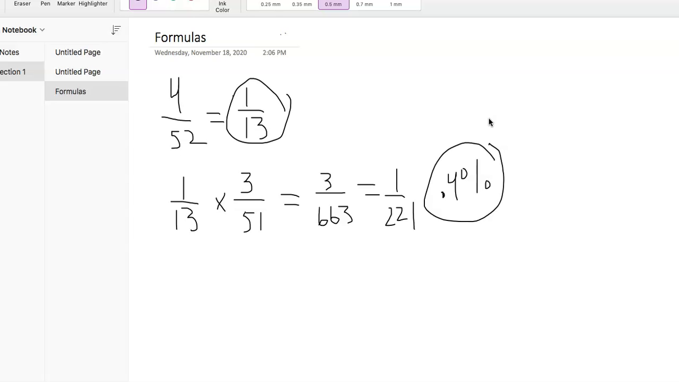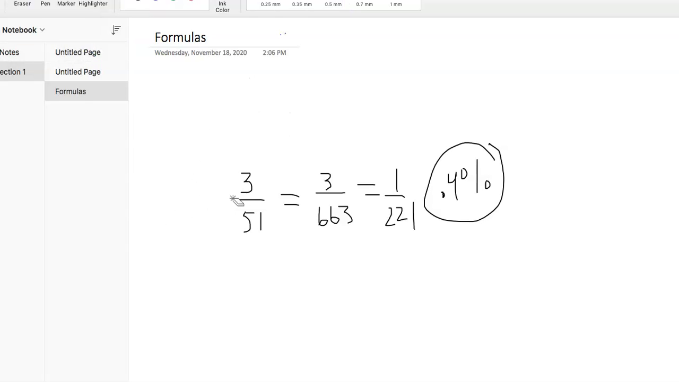So again, all consecutive events, we're multiplying the probabilities together. And flipping a coin, rolling dice, picking cards out of a deck, those are very common ways to ask about that and good ways to practice. Okay, and then finally we have distance equals rate times time.